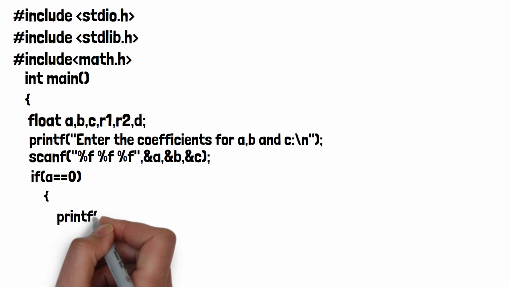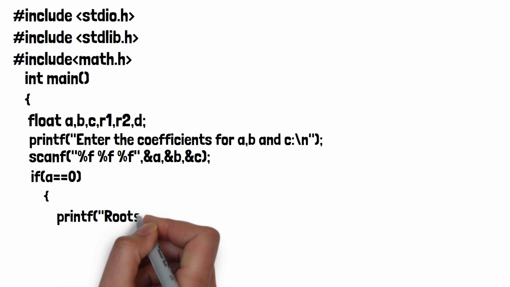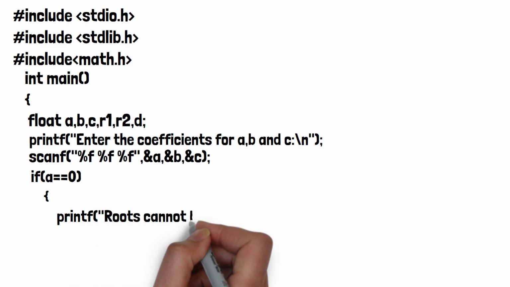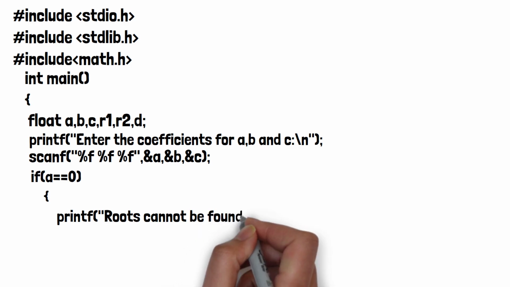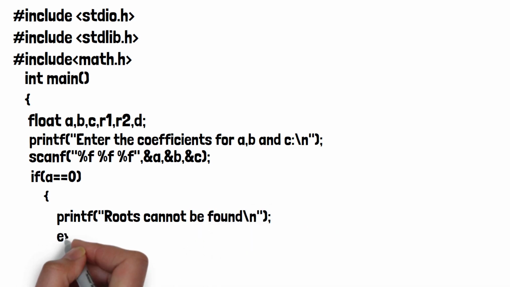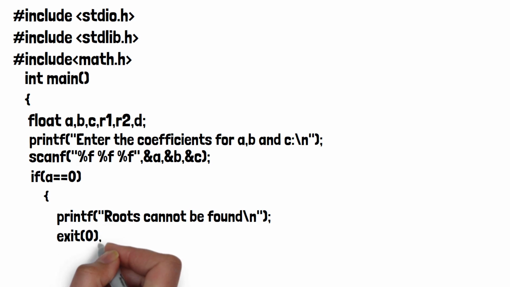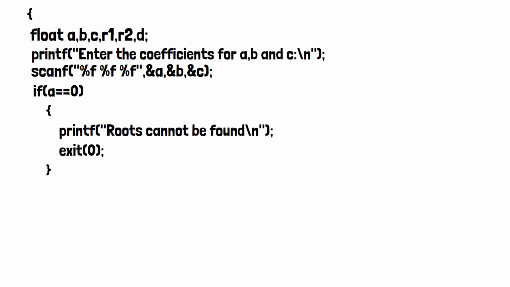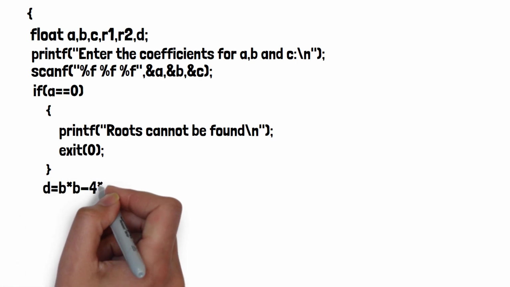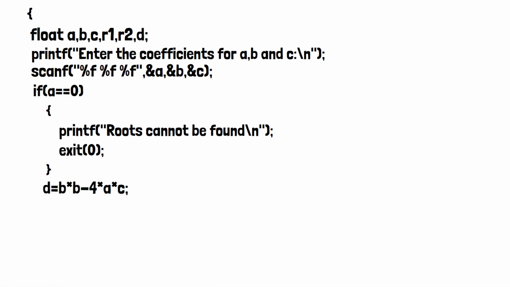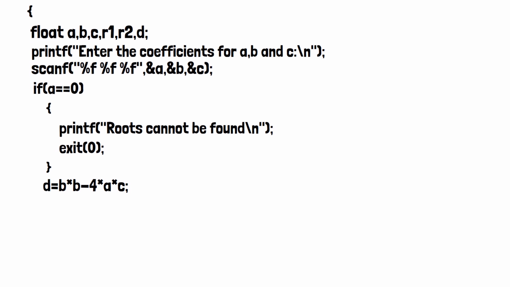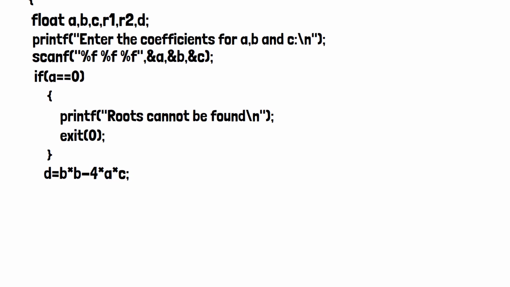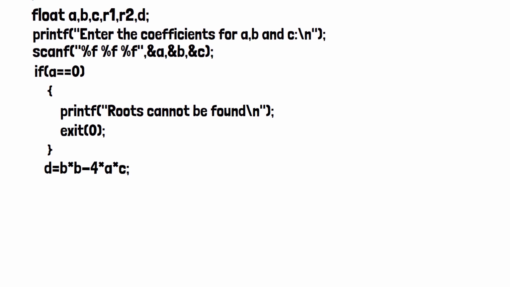Before doing any calculation, first we'll check what is the value of A. If the value of A is 0, that means it is not a quadratic equation and we are directly printing roots cannot be found and we are exiting the program. Next, if the value of A is not equal to 0, we are calculating D. What is D? D is nothing but B into B, that is B square, minus 4 into A into C. So we are naming this as D.